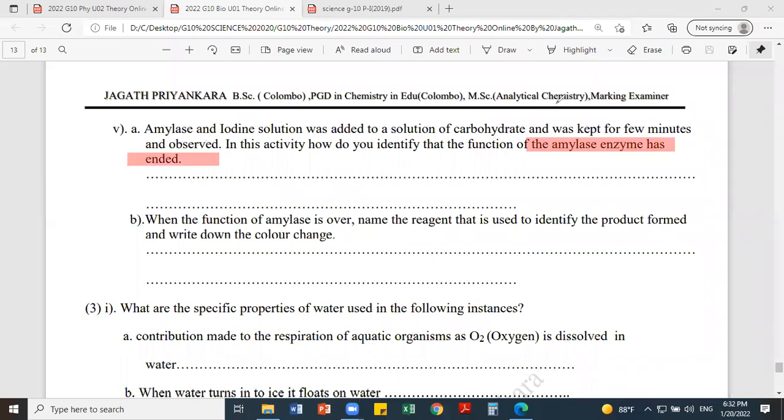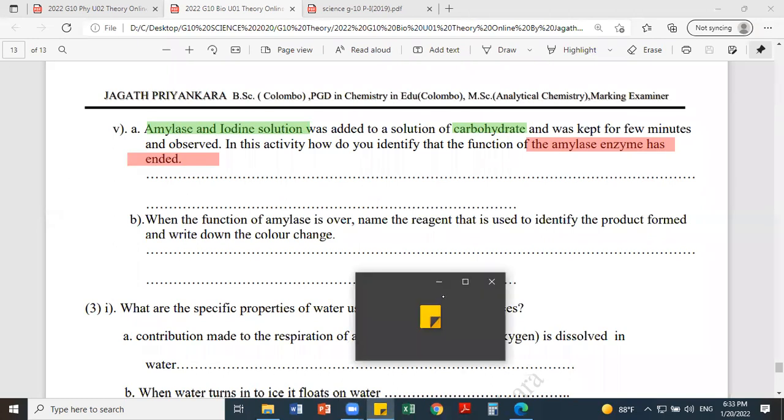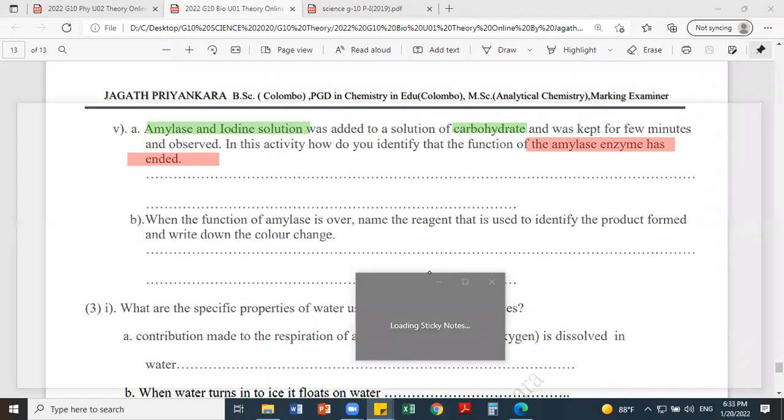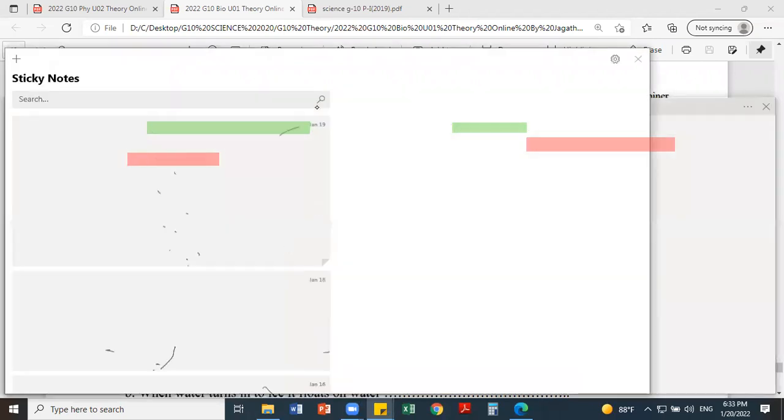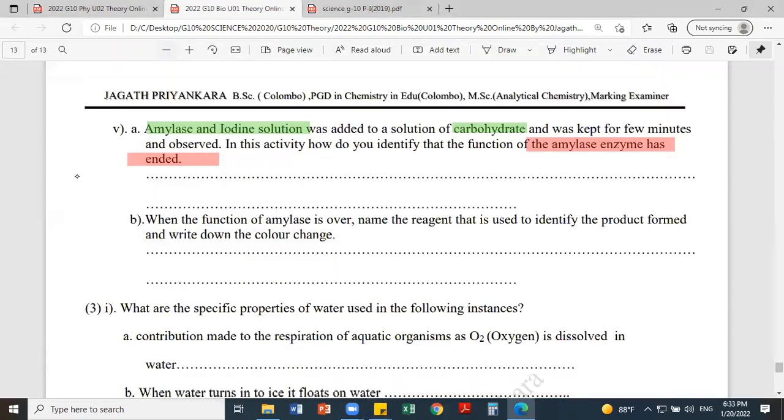What you are mixing now, I'll highlight green. This is a very good question and it's hard. Amylase and iodine solution was added. You add iodine and amylase together into carbohydrate and you keep that for a few minutes. I put a star here, very important, because it's a hard question and you need practical knowledge. I mean, you have not done this practical in school. Definitely you are supposed to do this as a practical in the school. Right, look at the screen. I'll use this white background for the explanation.